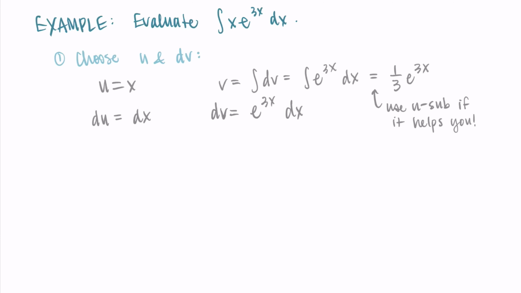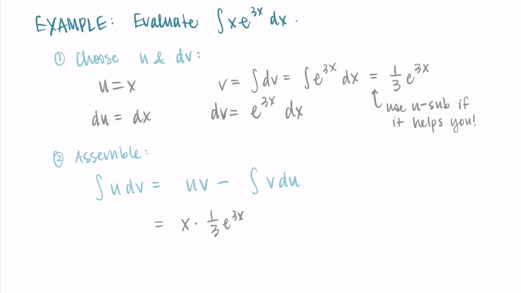So now that we have all of our components, we're going to just assemble them into the integration by parts formula, and hopefully we'll have a new integral to solve that's a little easier for us to do. So I'm seeing that I have u times v, so that's x times 1/3 e to the 3x, and then I subtract the integral of v du, where v is 1/3 e to the 3x, and du is just dx.